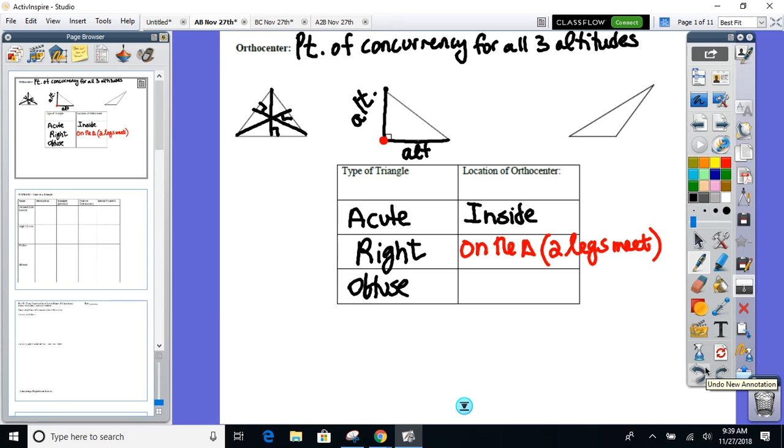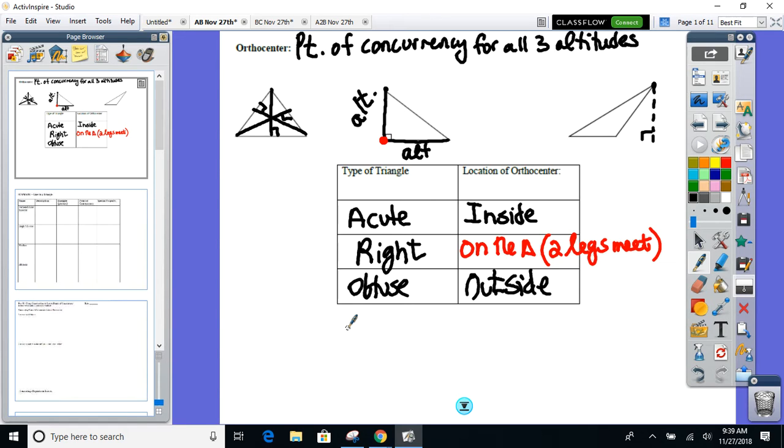Does everyone agree on that obtuse triangle? The only way I can make a right angle from this vertex is if I draw it somewhere on the outside. Everyone agrees? That's the only way I can make a right angle, because it's never going to happen inside. So if this altitude is on the outside, where does the orthocenter have to be? On the outside as well. So again, no fancy fact, but I need you to know where the orthocenter is located based on the type of angle that I have. All right? Questions from you guys?